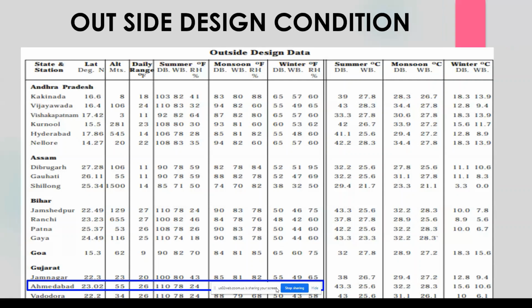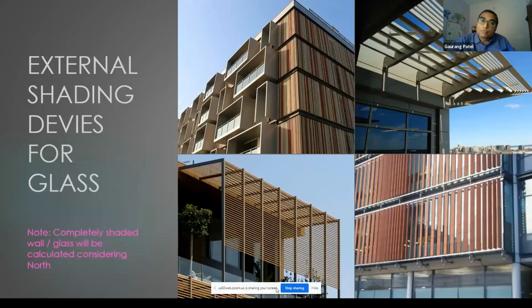One more question: if we apply external shading on a west wall, can it be considered as a north wall? Yes, if it is completely shaded, then it should be considered as a north wall. The same applies to glass also. If you are able to provide complete shading on your glass, like the way it is done here, trying to cover the complete glass, you can consider it as a north one, because the direct sunlight is not coming to your glass inside the room. There is no direct radiation, only conduction, so it is the same as north.